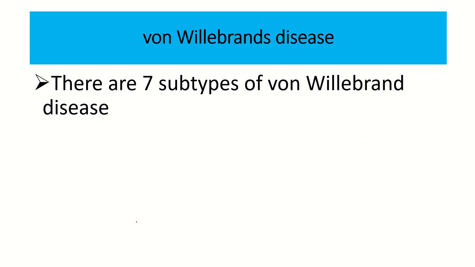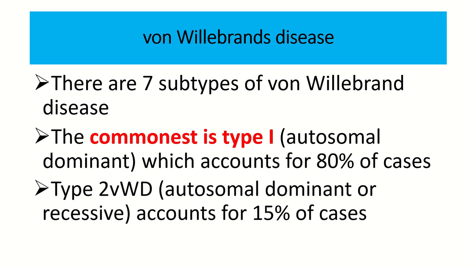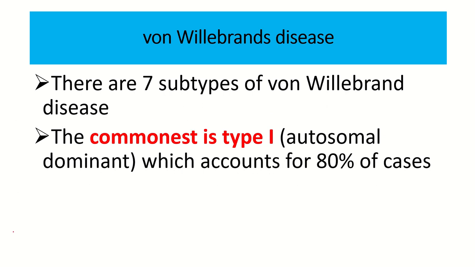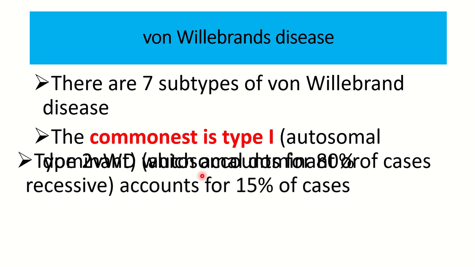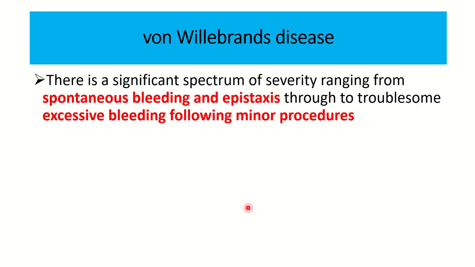There are 7 subtypes of the von Willebrand disease. Among them, type 1 is the most common. So this type 1 von Willebrand disease is the commonest, and it is 80%. And type 2 von Willebrand disease represents 15% of the cases.